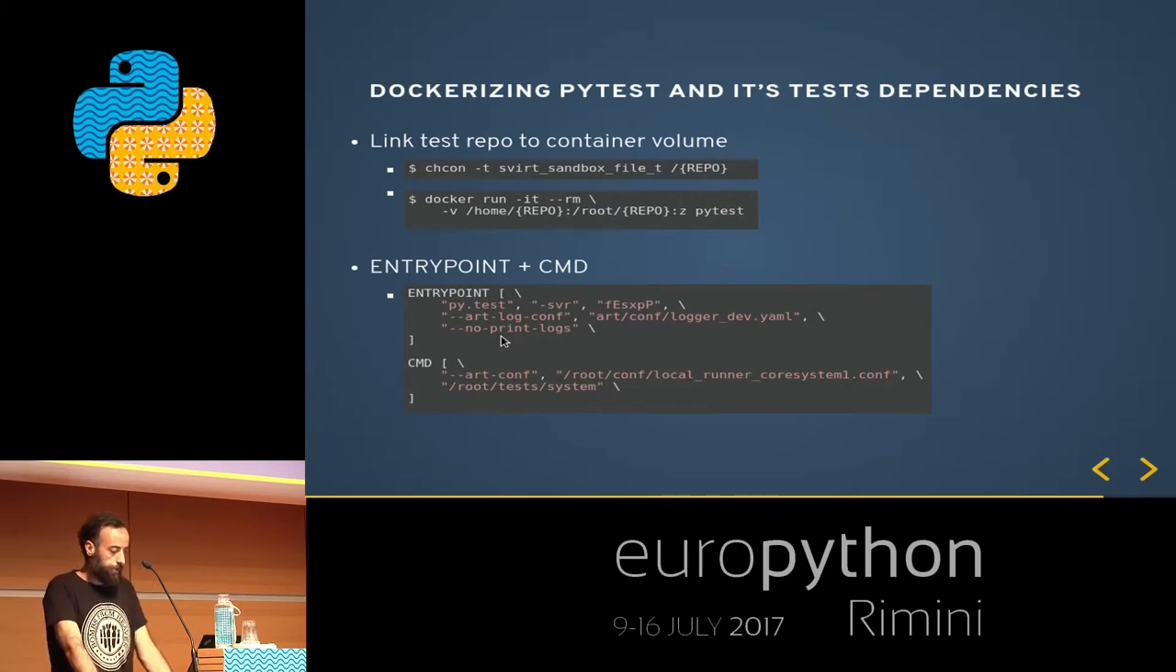So to avoid that, you need to change the context of the directory, in this case the repository directory, to that tag in particular, svirt_sandbox_file_t. Now, this has become much easier since Docker 1.7, because as you can see in the second piece of code here, I am appending the Z at the end, and since Docker 1.7, this option automatically changes the context of the directory that you are trying to link to your container. Therefore, the container will be able to write to that repository.